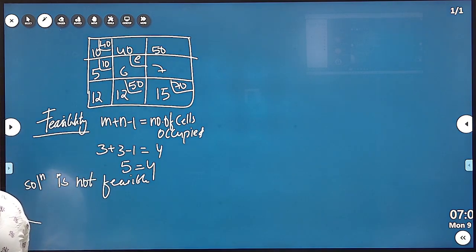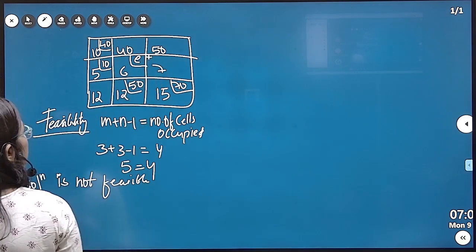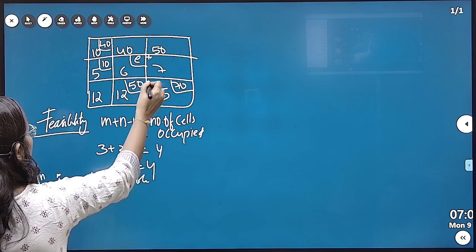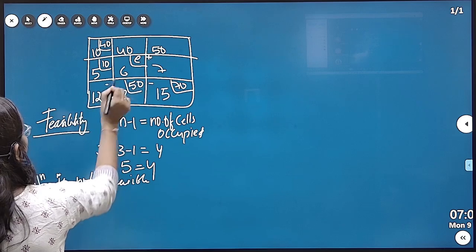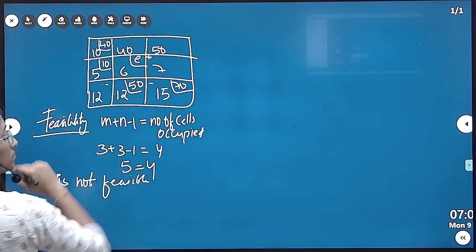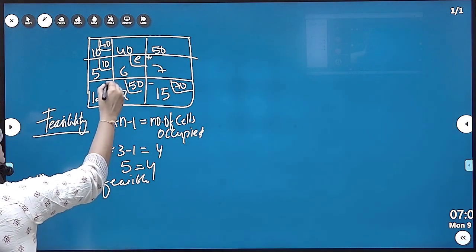So now this E should always be what? Positive. So this is positive, meaning what will this be? Negative. So when this is negative, this will become positive, right? What will you do in degeneracy?